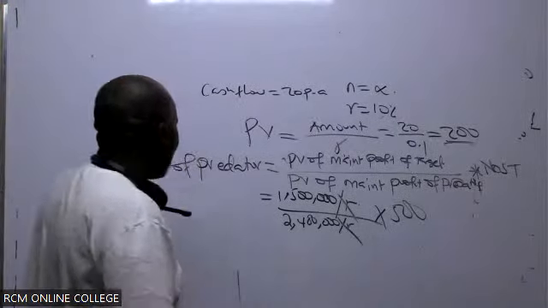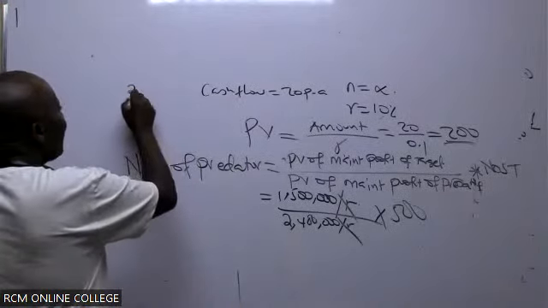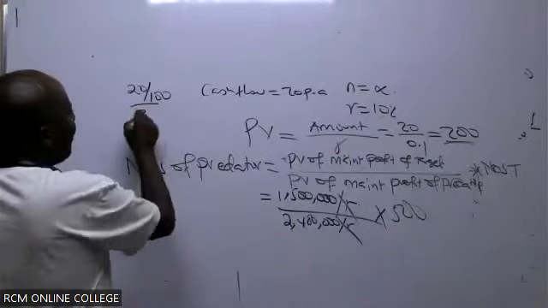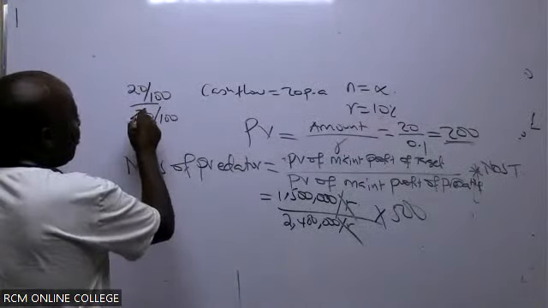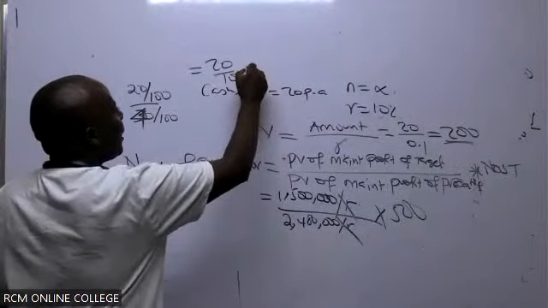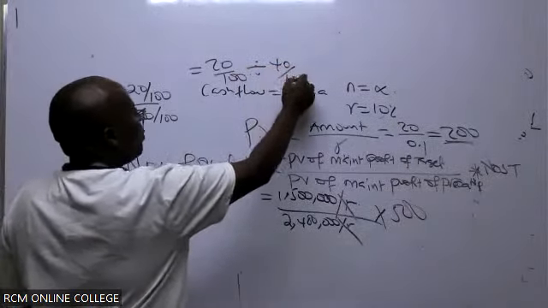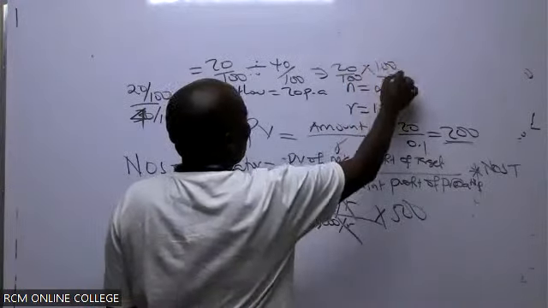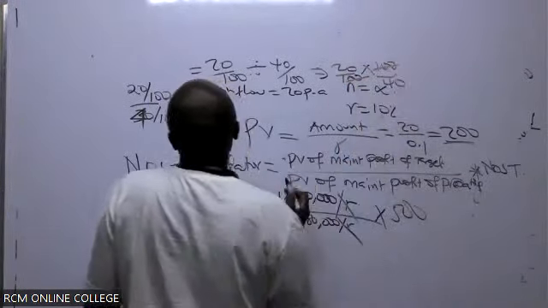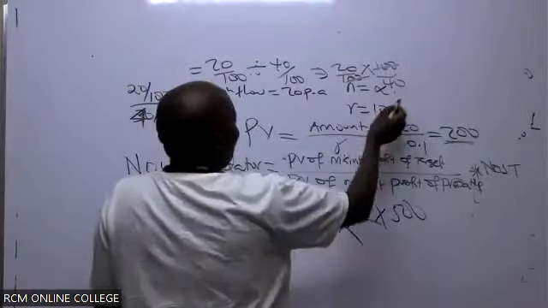Please listen here. If you're given like 20 over 100, divided by 30 over 100, trust you me, let me use a 40 over 100. This will be the same as saying 20 over 100 divided by 40 over 100, which will be the same as saying 20 over 100 times 100 over 40. So if you can see, at the end of the day, we're getting 20 over 40.